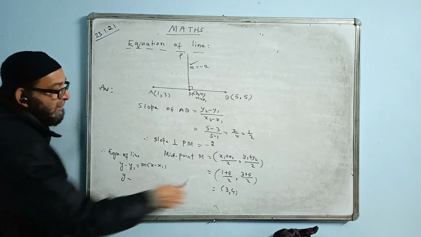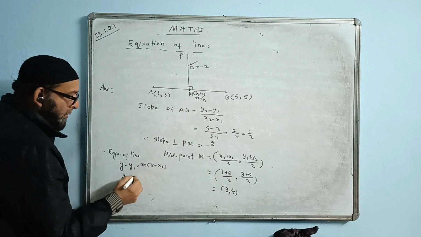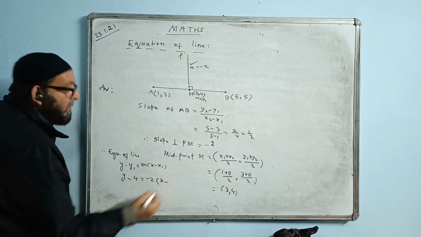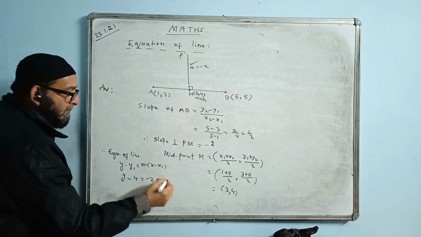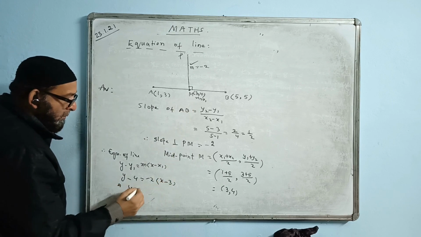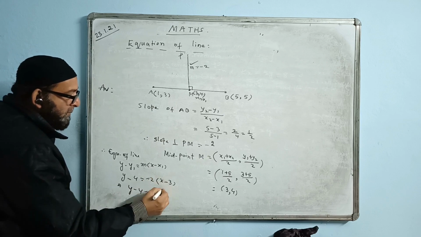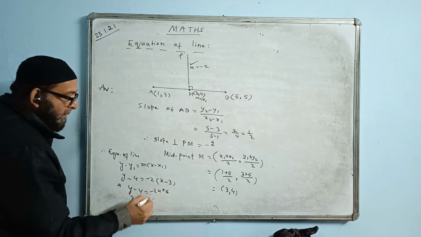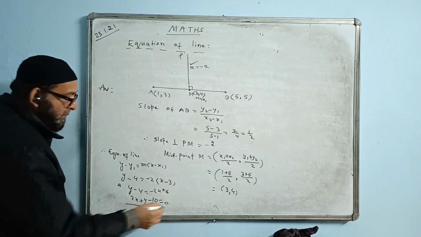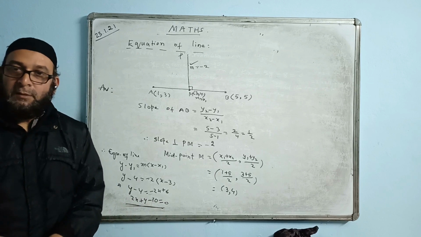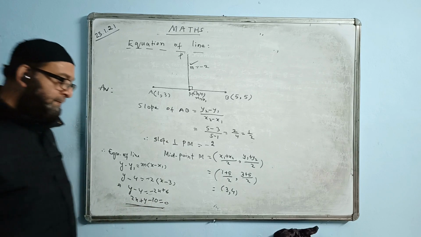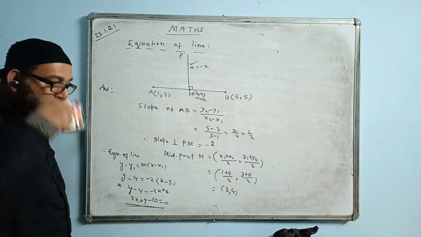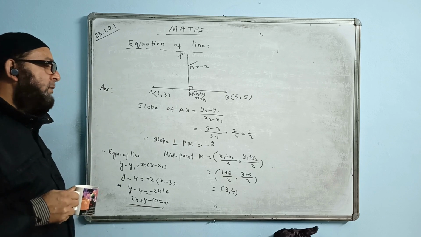Write here y minus y1, the value is how much? 4. The m value we have is minus 2. x minus x1, the value is 3. Then we have the answer: minus 2x plus 6, all will come this side, 2x plus y minus 4 minus 6 will be minus 10 equal to 0. This is the answer. Yes? Check if you have any doubts, you clarify. Do you have any doubts?